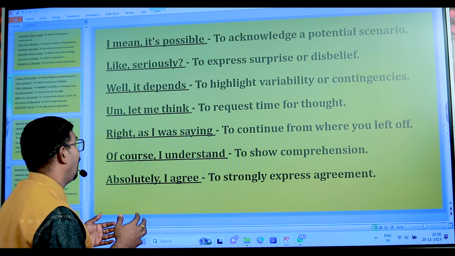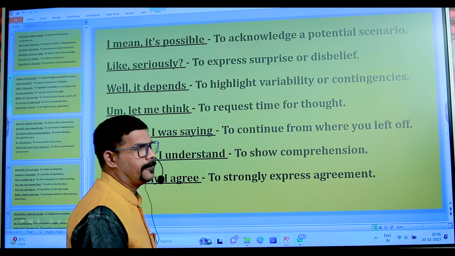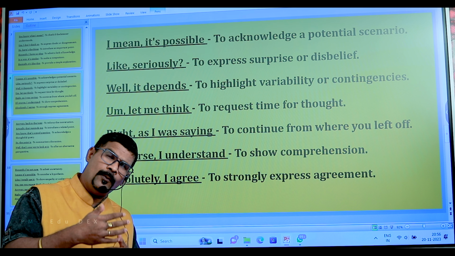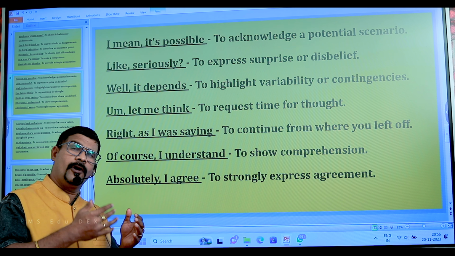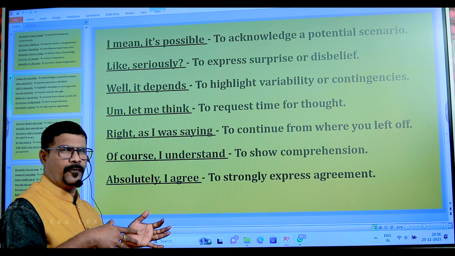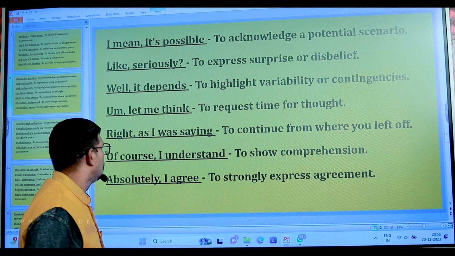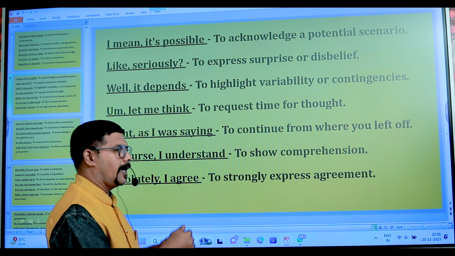Right, as I was saying, to continue from where you left off. You are trying to convey something, and you may forget to convey the particular point. You may fill with these filler words: right, as I was saying.